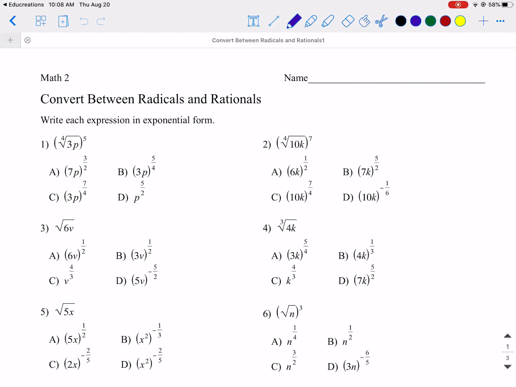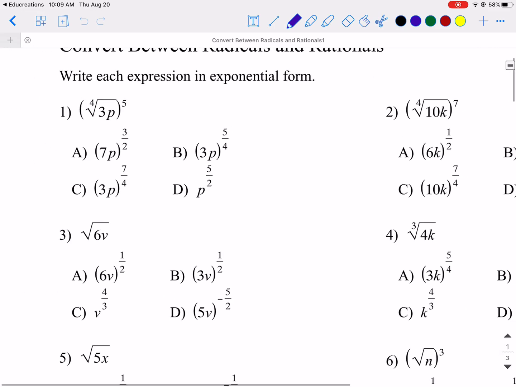Hey there, I'm going to solve some of these problems with you to make you feel more comfortable, or hopefully it'll make you feel more comfortable.